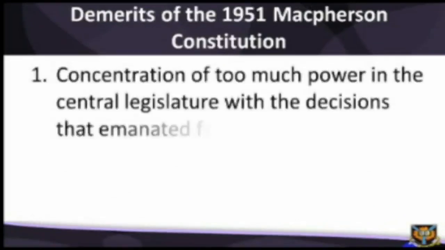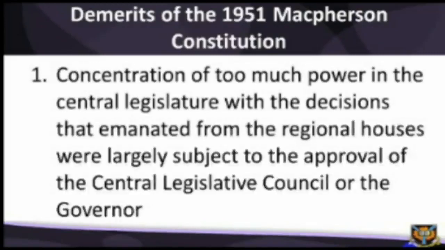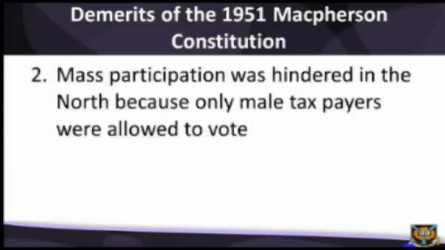One of the shortcomings of the 1951 Macpherson Constitution was the concentration of too much power in the central legislature, with the decisions that emanated from the regional houses being largely subject to the approval of the Central Legislative Council, or the governor. The governor at the center also had too much power, for he could act without or against the advice of the Executive Council. Also, mass participation was hindered in the North because only male taxpayers were allowed to vote.